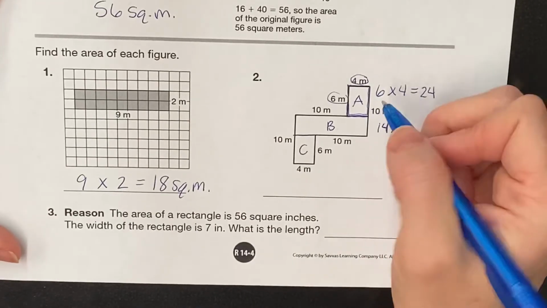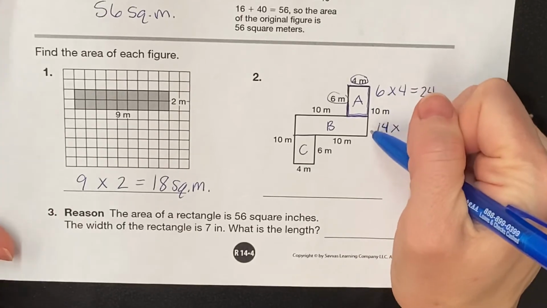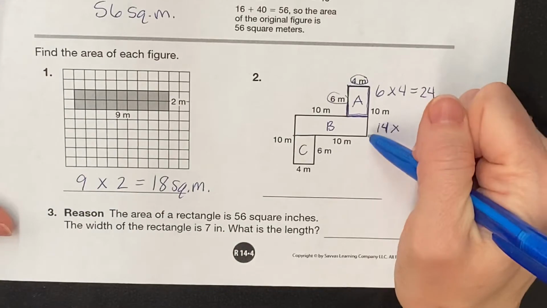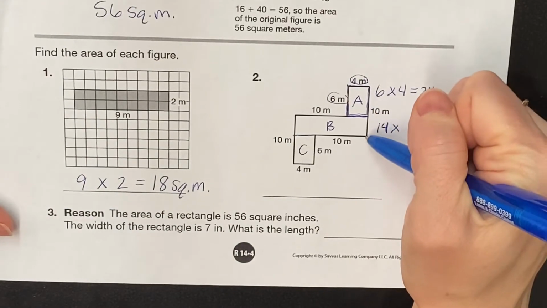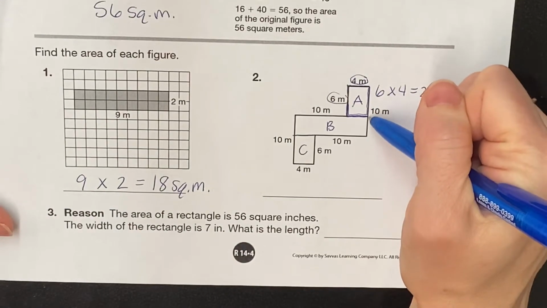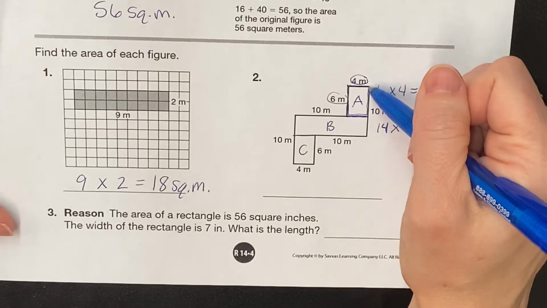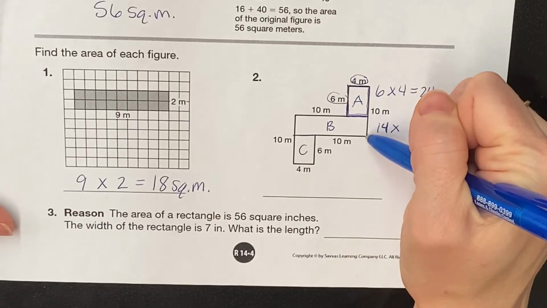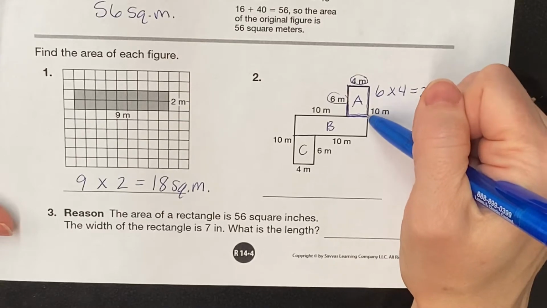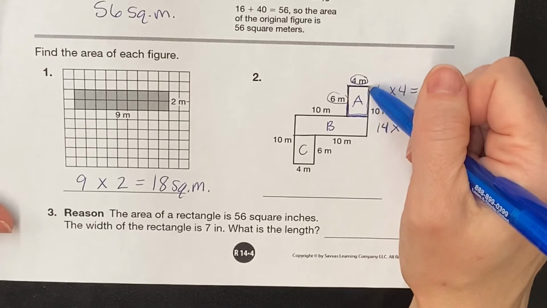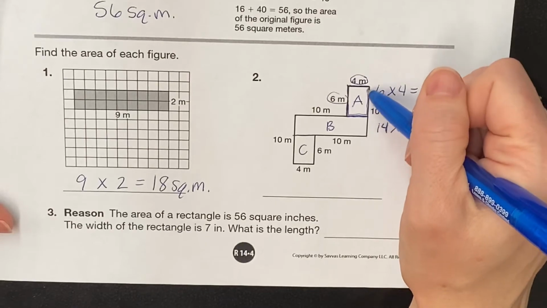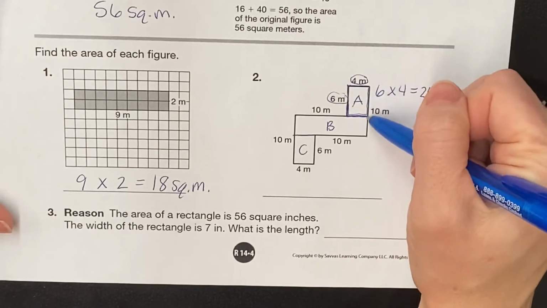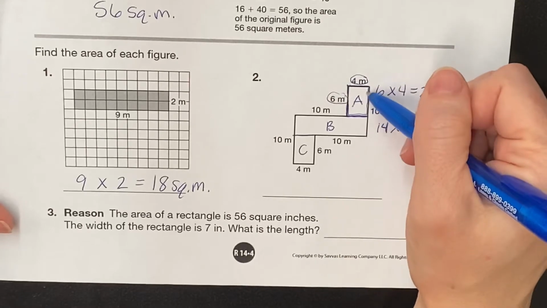Now I need to look for the width. The width of shape B. Let's see how to figure that out. Okay, so from this corner all the way up to the top of shape A is 10 meters. But I know that the length of shape A from here to here is 6 meters because of this measurement right here. If this is 6 meters, then so is this. It's not labeled, but it is.